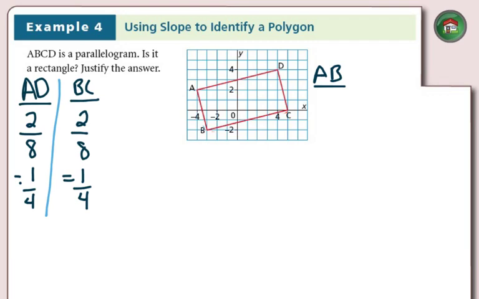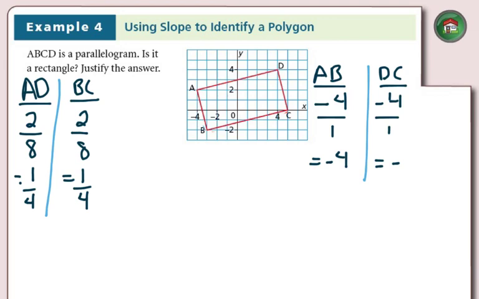From A to B, the rise is -4, since we're moving down left to right. The run is 1. That would simplify into -4. Looking at BC, it's really DC. Looking at that, the rise is -4, the run is 1, simplifies to -4.